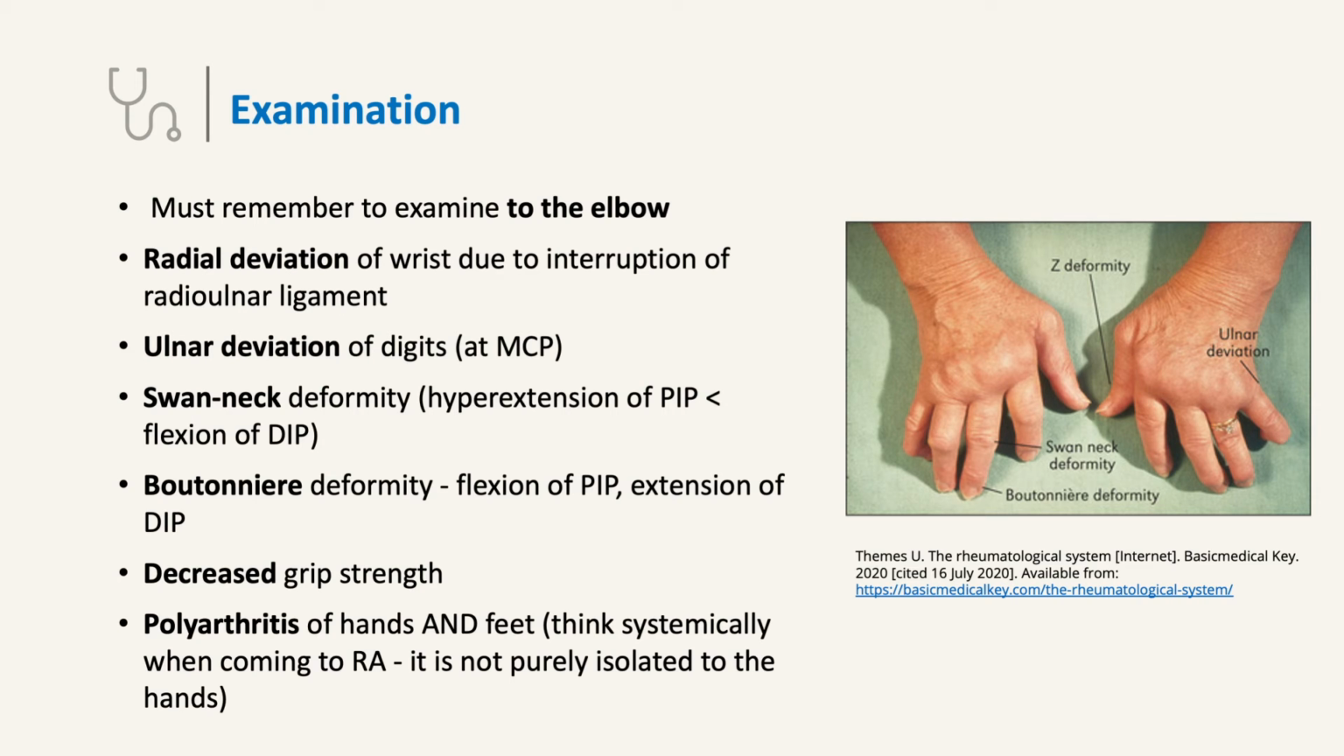Don't forget to assess for the patient's active range of motion in the fingers, as this can often highlight their reduced function, which can be secondary to tendon rupture. This is often seen in the extensor tendons of the hand and will present with an inability to extend the digit at the metacarpophalangeal joint. Don't forget to look for other joints that are affected with rheumatoid arthritis as part of your completion of examination.